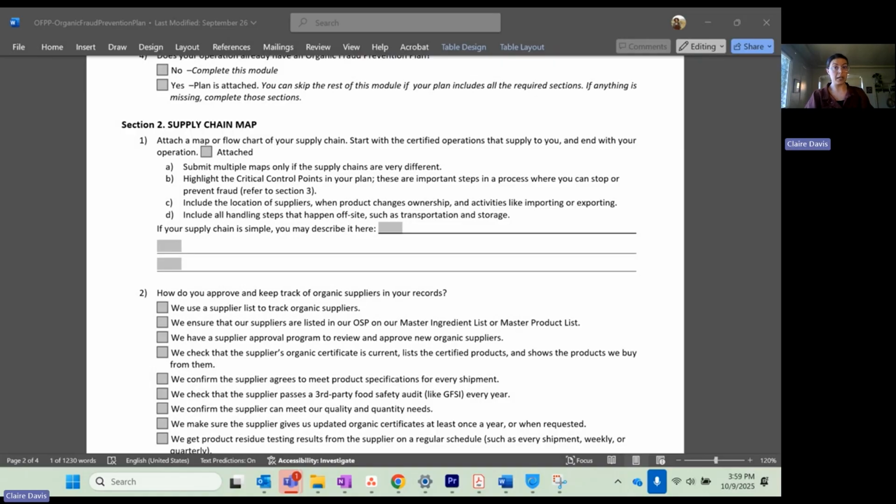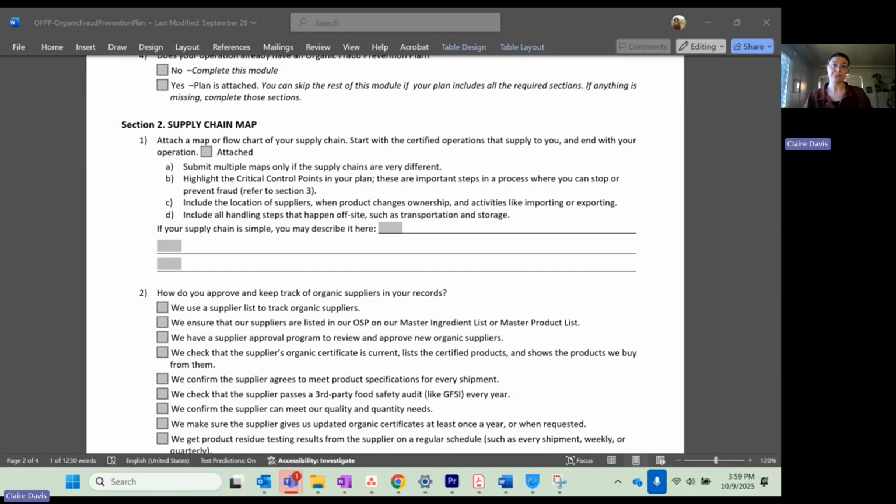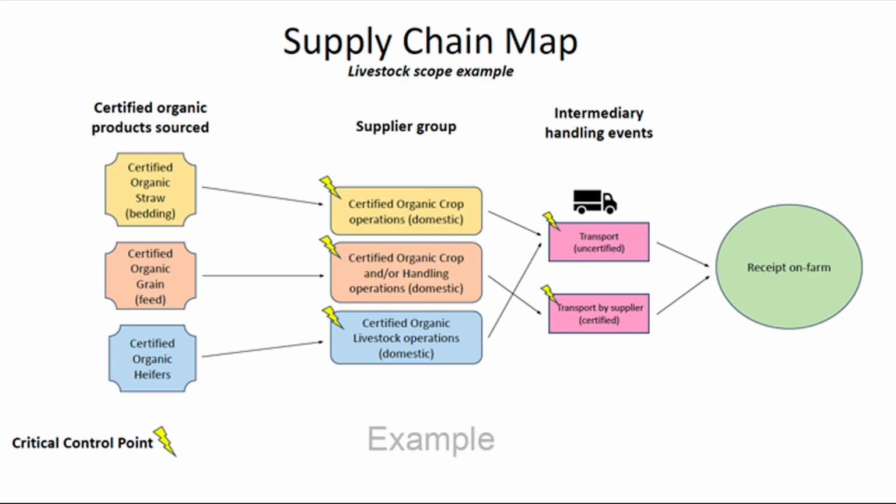As an example, for a crop operation, maybe you purchase certified organic seeds and seedlings, and those are your only certified organic agricultural products purchased. So those would be the only products that you need to be reflected in your supply chain. For livestock, perhaps you are sourcing certified organic livestock themselves, organic bedding if it's roughage, and organic feed, such as grain or hay.